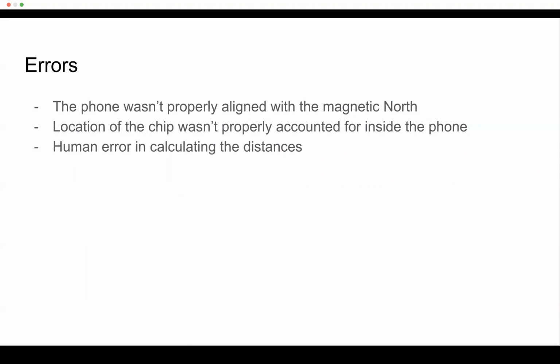Some of the errors that were potentially experienced during this lab were that the phone may not have been properly aligned with the magnetic north, which would have Earth's magnetic field interfering with the experiment. Also, the location of the chip wasn't properly accounted for inside the phone. And there was potential human error in calculating the distances.